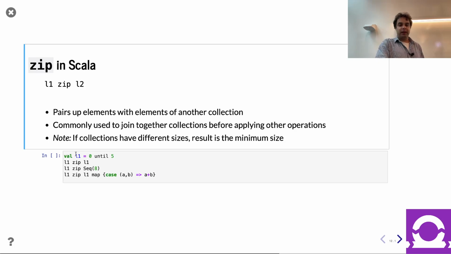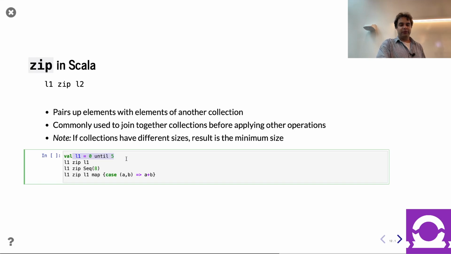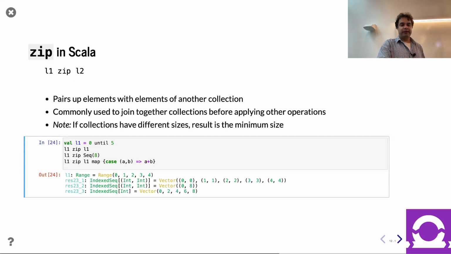So why do we do this? We often combine things before doing operations. So let's have our range. We can zip it together. So 0, 1, 2, 3, 4 now zipped is 0, 0, 1, 1, and so on. It's the same thing over again. If we give it a much shorter sequence, like I said, it only goes as long as the shortest sequence is.